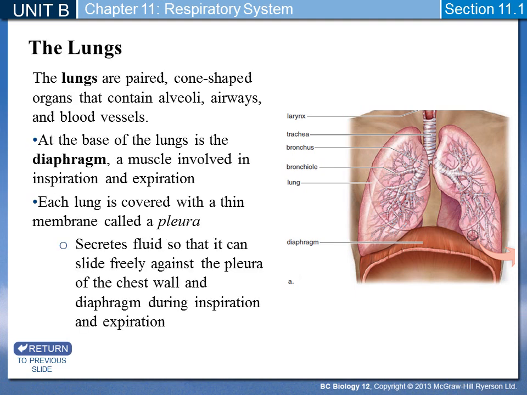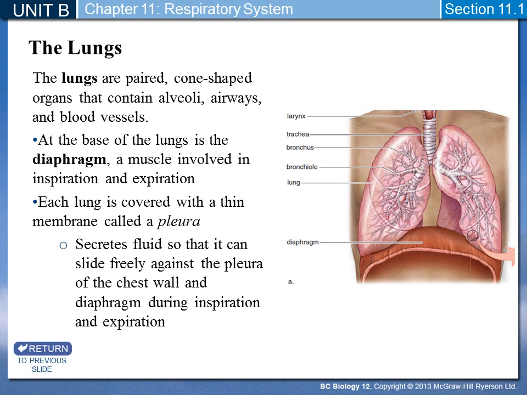The lungs, of course, are paired. They come in twos. At the base of the lungs is the muscular diaphragm. The diaphragm goes all the way across the bottom portion, by the ribs there. It's the muscle involved in inspiration and expiration, so it's what's actually filling the lungs with air.